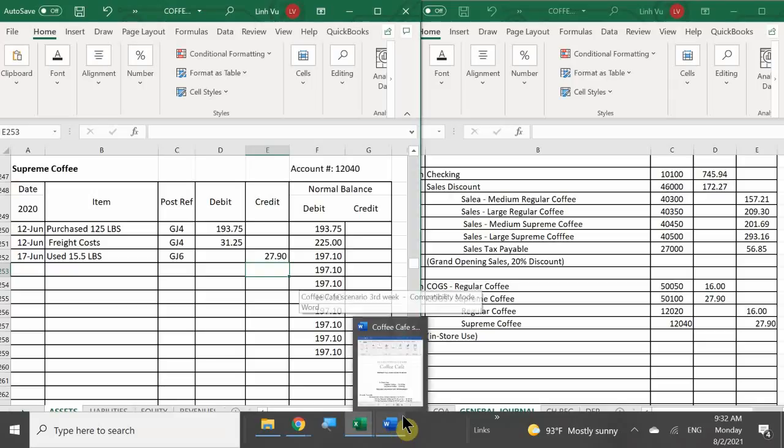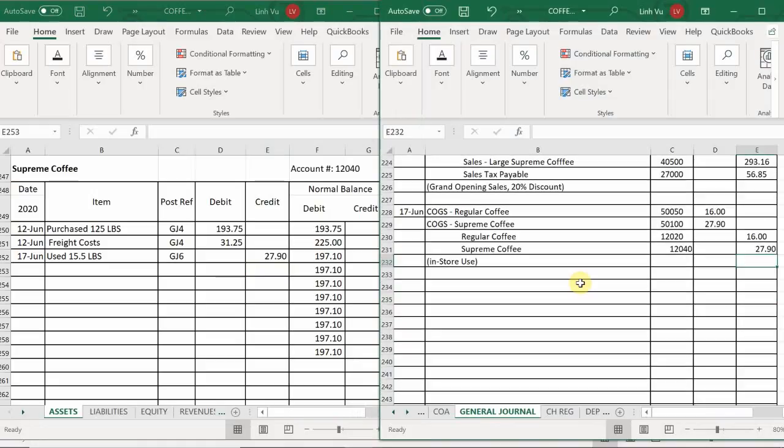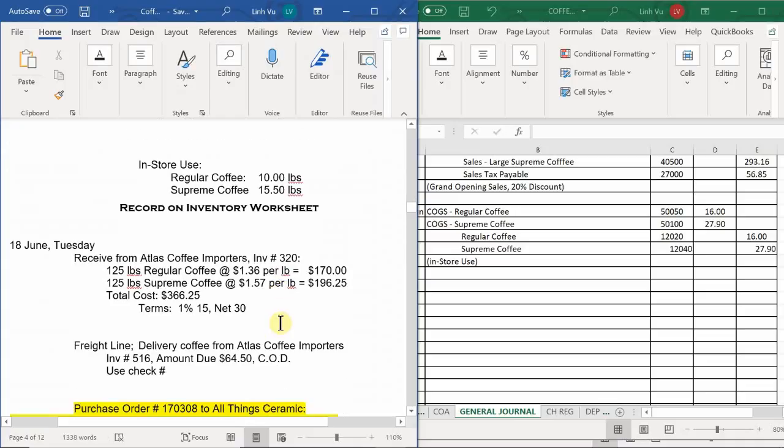So just to follow the worksheets we went through: we went through the general journal first, then we went to inventory, and then we went to the general ledger. Correct? Did I miss a page? Okay.